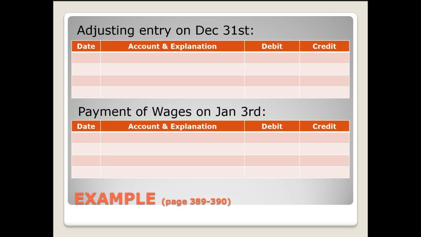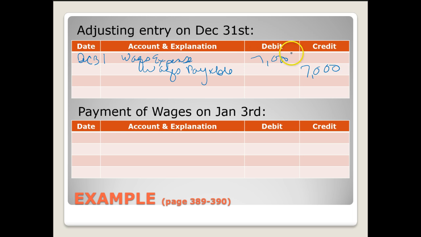Well, on December 31st, there would be 7 days of work at $1,000 a day that had actually been worked, and they are owed to the employees, except they won't be paid for another 3 days. How do we make that adjusting entry? Well, on December 31st, I would say it's proper to show that the wage expense has occurred to the tune of $7,000. And now I have a short-term liability, a current liability on my books, which I'll call wages payable, of $7,000.